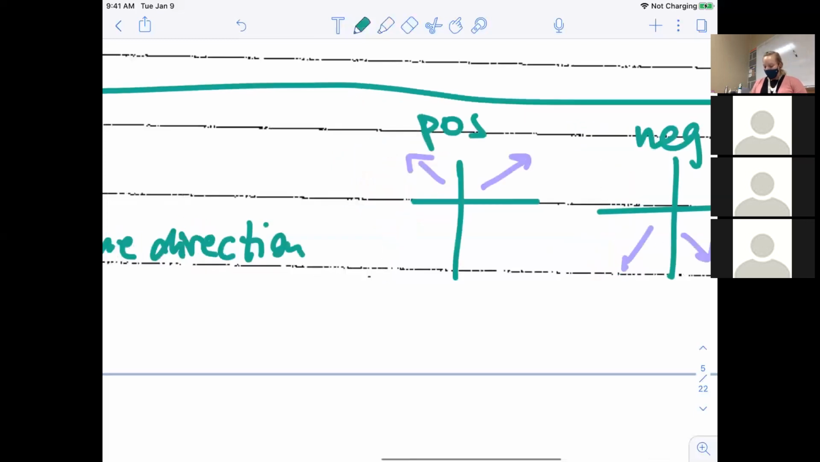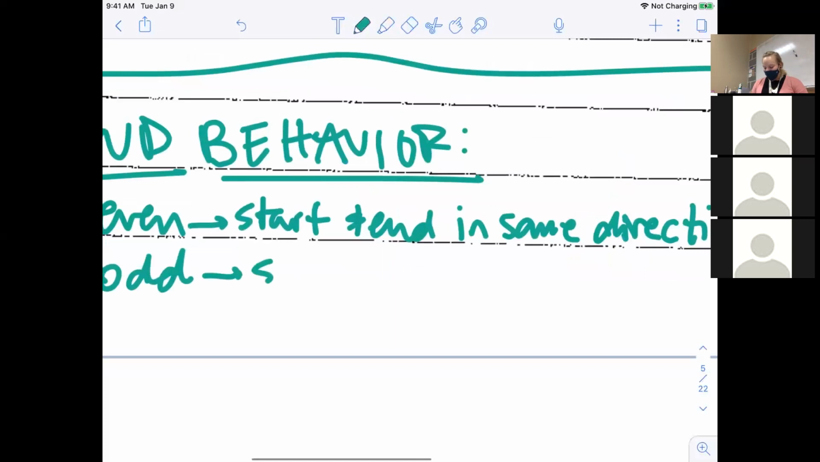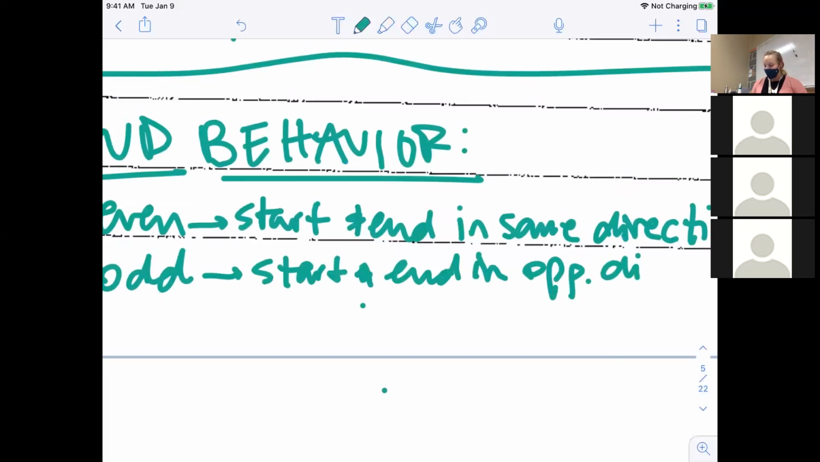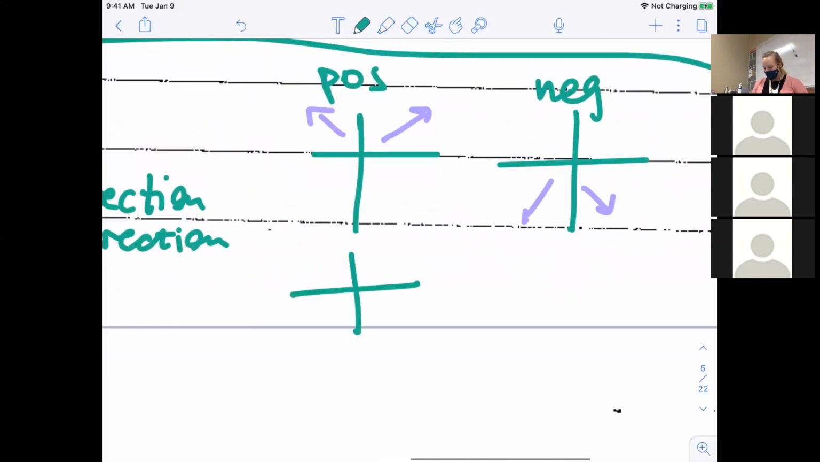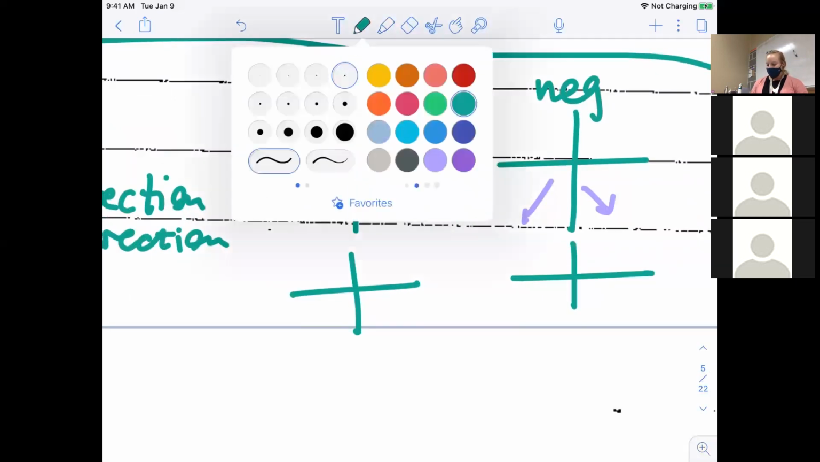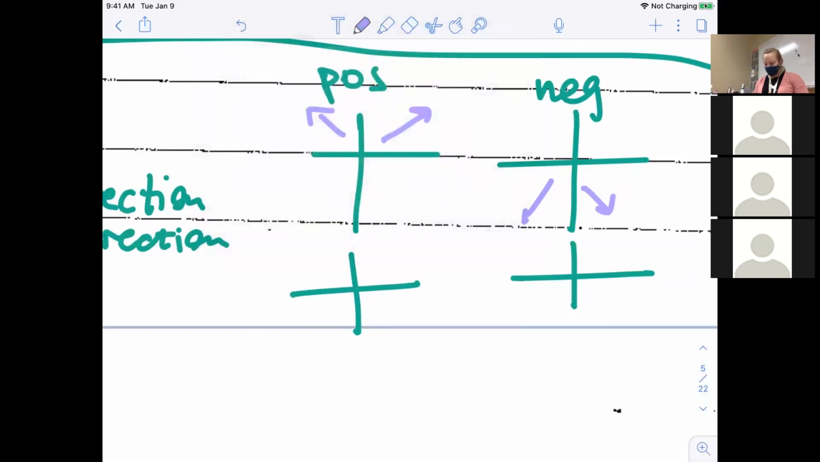Similar idea for my odd. In this case though, I start and end in opposite directions. So I remember opposite and odd. I also have positive and negative odd. However, when it's odd, if it's positive, it started low and it's ending high, like this. It started low and it ends high this way. If it's negative, then it started high and it ends low. Low, low, low.